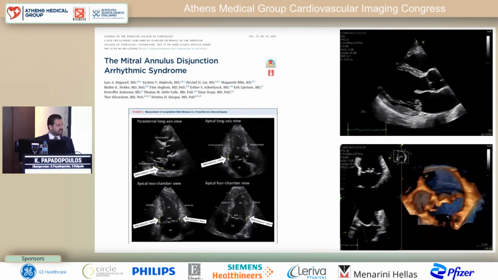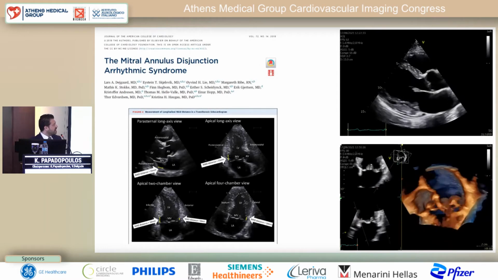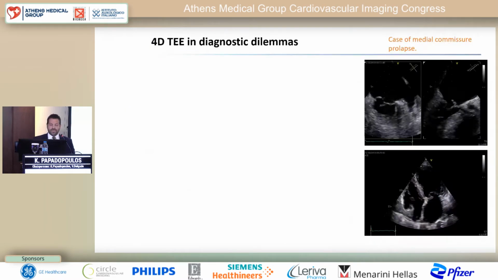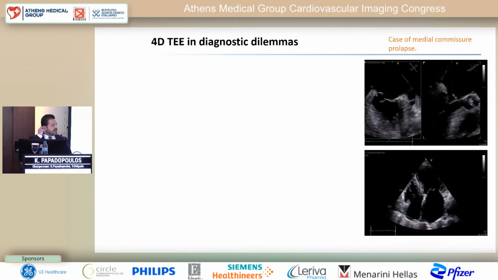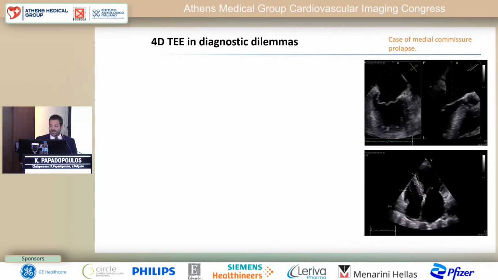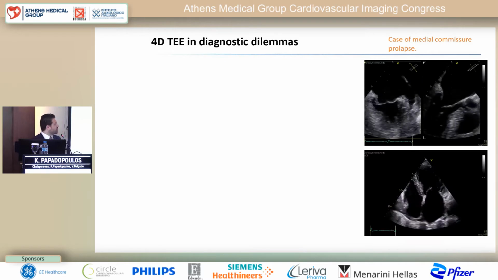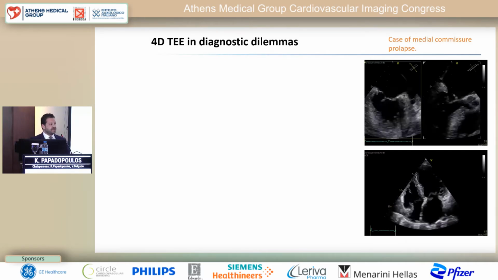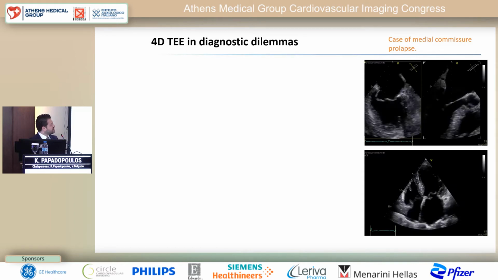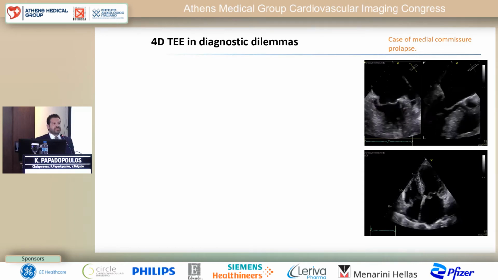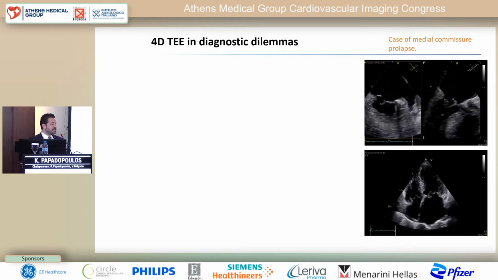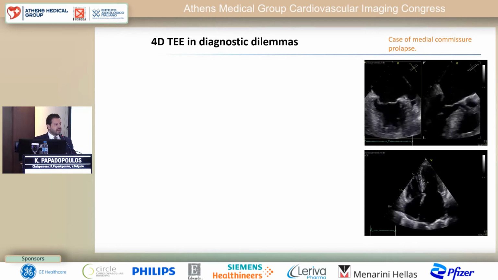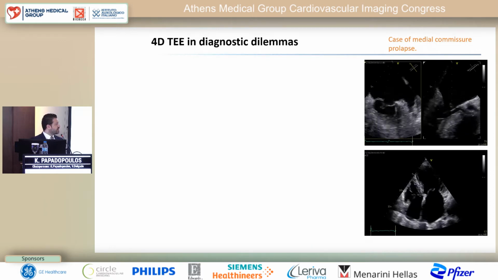And as you can see, the hinge point of the posterior leaflet moves away from the posterior wall of the left ventricle. Sometimes 3D echo can help us in diagnostic dilemmas. Here, for example, you can see in transesophageal echo that in long axis view, we have something that is prolapsing from the anterior leaflet, while in the commissural view, we have the P3 part prolapsing. In transthoracic echo, again, something from the medial part coming from the anterior part.